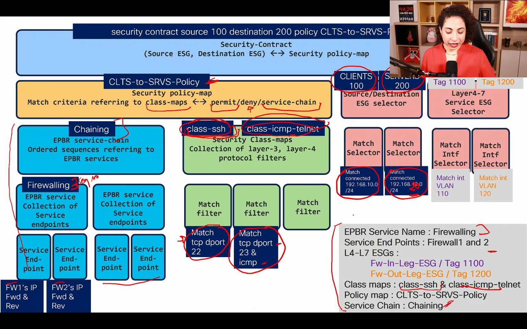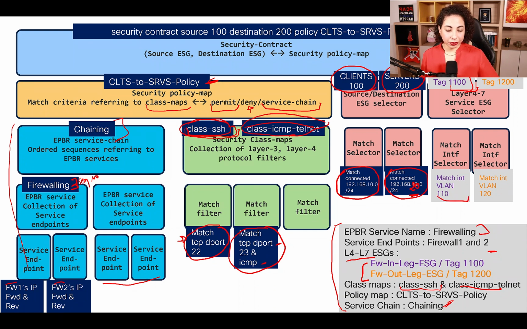Now for the layer 4, layer 7 ESGs, they are going to fit inside the last column. So the firewall in leg ESG has the tag 1100. We are going to match on the interface VLAN 110.